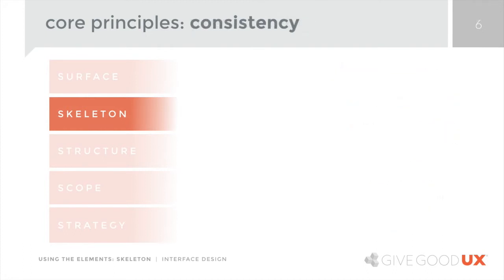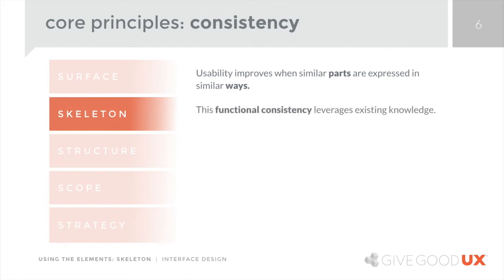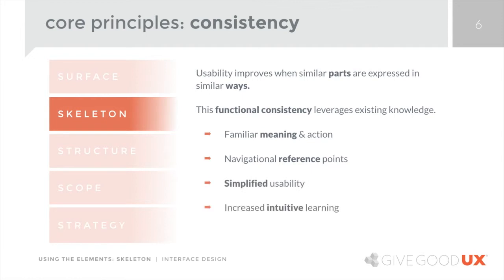The second core principle is consistency. Usefulness and usability is improved when similar parts of an interface are expressed in similar ways. And that largely means functional consistency, which leverages the things that we already know about how something works. It builds on our prior experiences and presents us with things we already know how to do. It means that the things that we see have familiar meanings and familiar actions. It means that we have navigational reference points that tell us what we can do, where we can go. Having that simplifies usability and increases intuitive learning, which, as I always say, really means single trial learning.